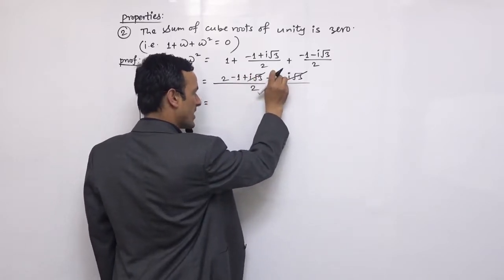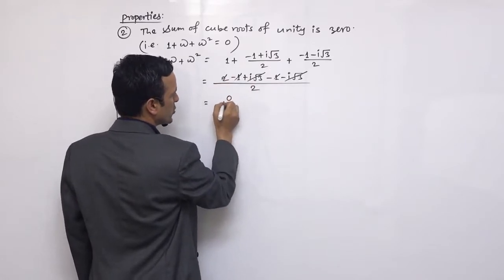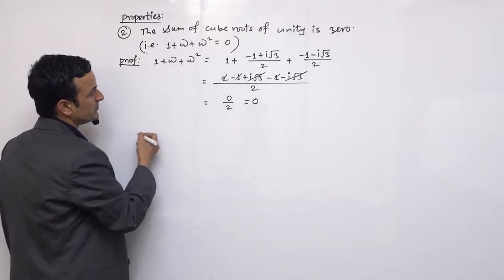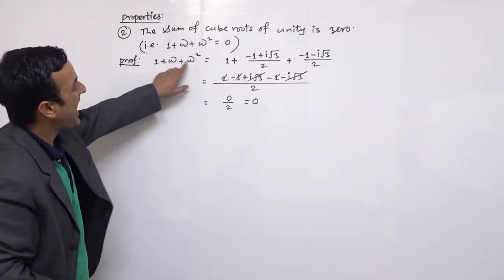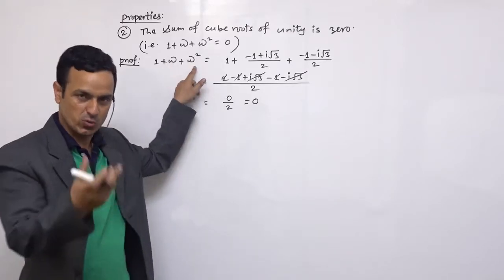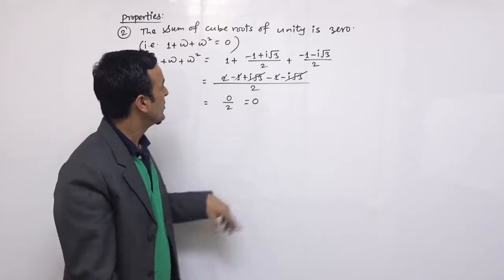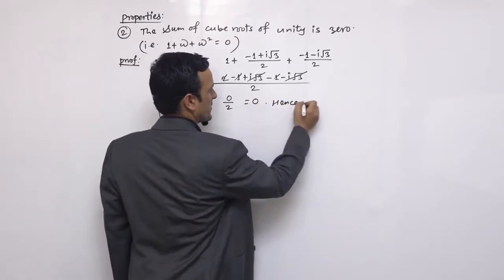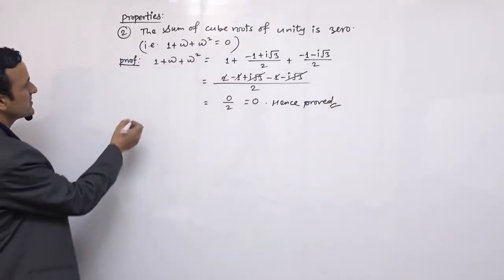1 minus 1 is 0, and 2 and 2 also cancel, this and this also cancel. So 0 by 2 means 0. Hence sum of cube root of unity is 0. So if we add all cube root of unity together, then we get 0. This is one of the properties, hence proved. This property is proved.